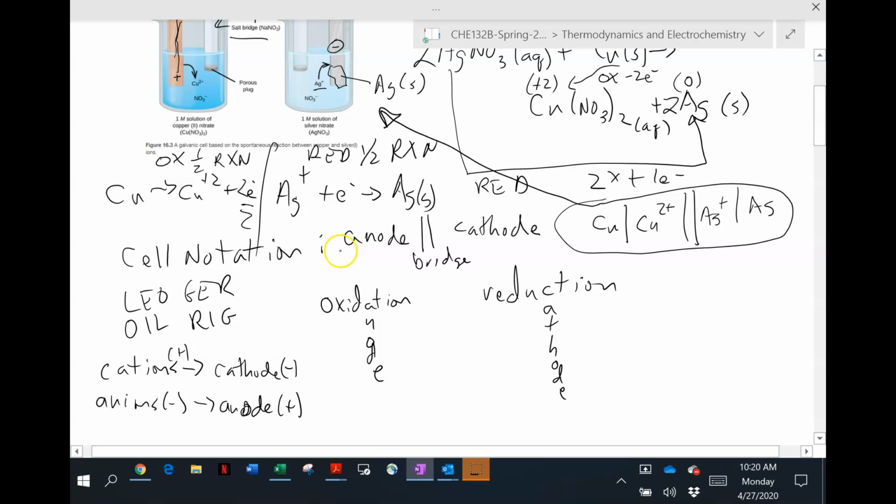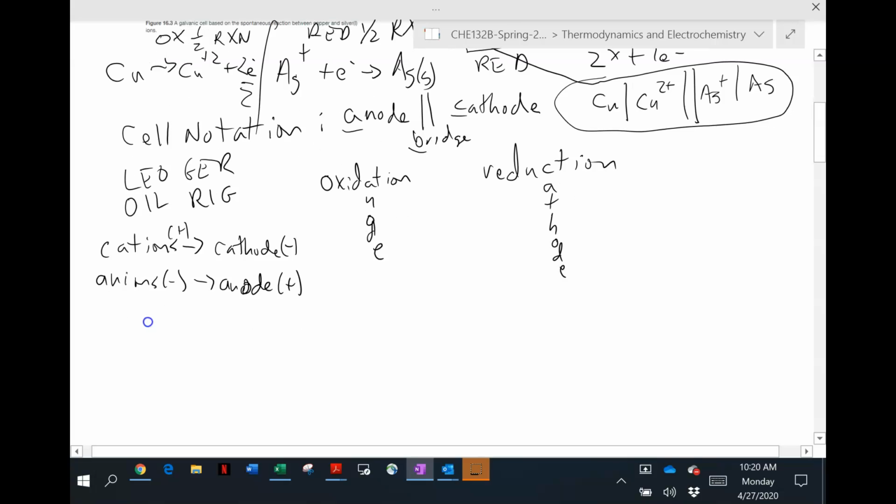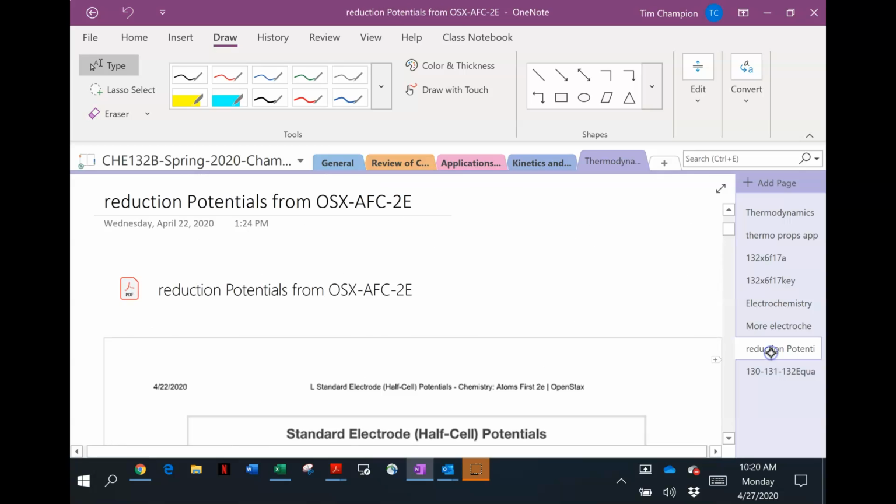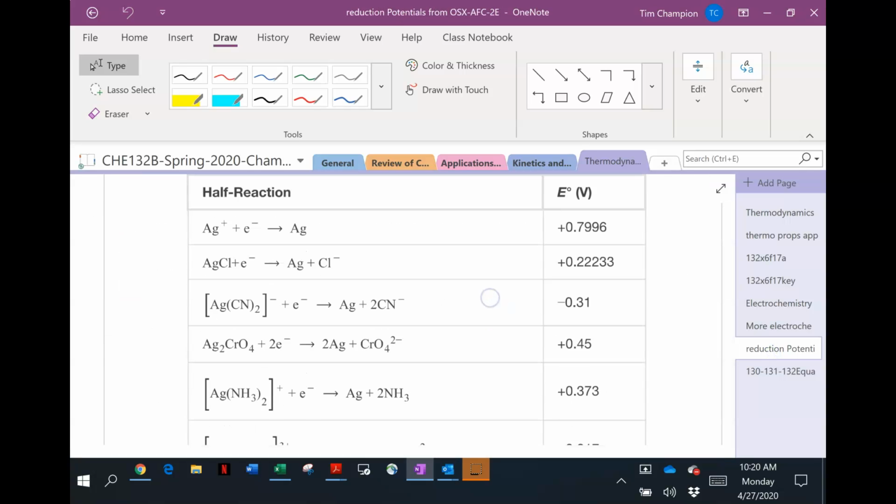And I always say it's A, B, C: anode, bridge, cathode. You might see added to this descriptions of the concentrations of the things that are in solution. We'll touch on that a bit later. Let's just review the calculations if we are trying to calculate the cell potential for this. So we're going to go over and look at our reduction potentials. And we had silver plus going to silver, so this one is 0.796.